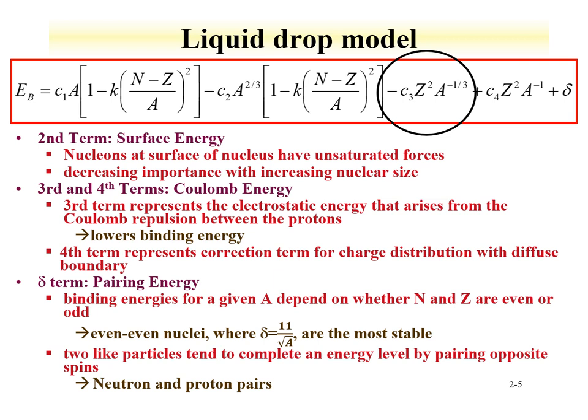And then the final term is a pairing energy term. This takes account of some of the trends that are seen, that the binding energies for a given A will depend upon whether the N and Z are even or odd. If it's an even nucleus, they tend to be the most stable. So this is a term that's used. And two like particles tend to complete an energy level by pairing in opposite spins, so neutron and proton pairs. That's where some of that pairing information comes in.